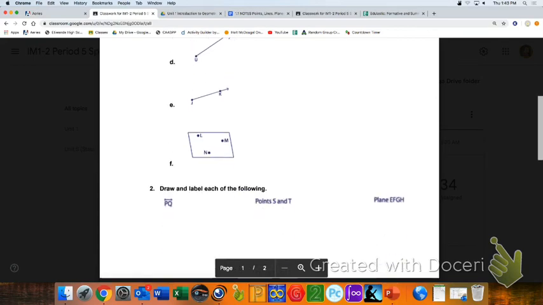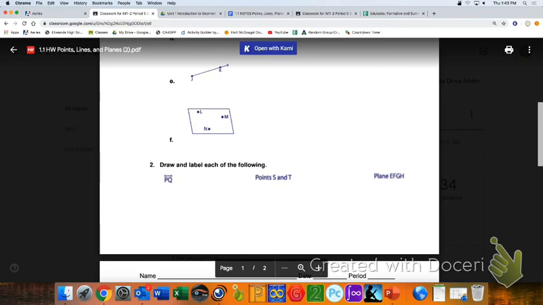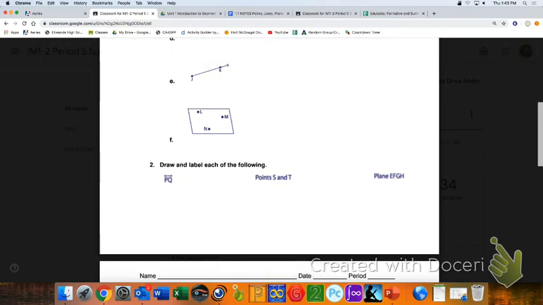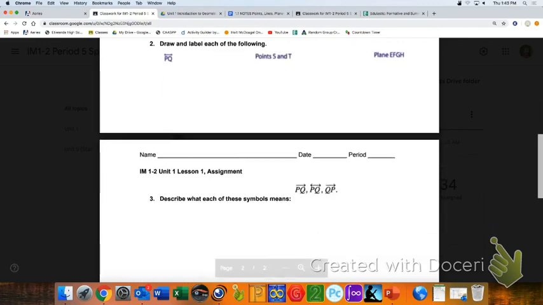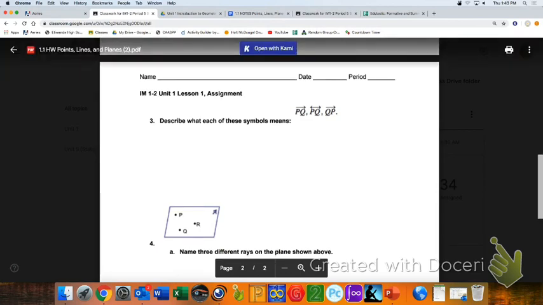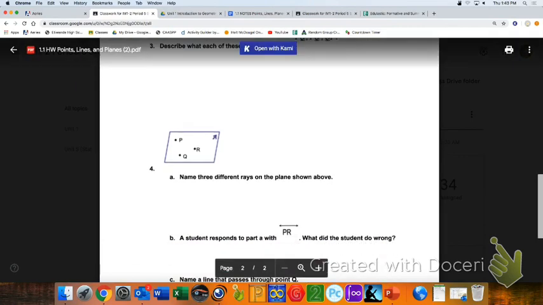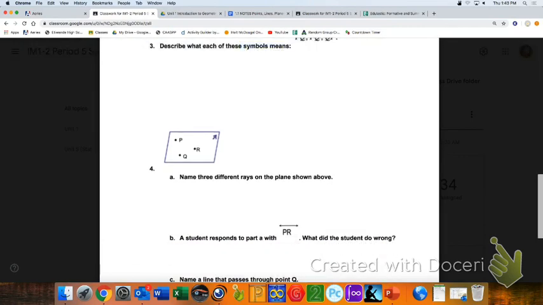Okay. These ones, it's asking you to draw and label. So draw line PQ. Draw points S and T. And draw plane EFGH. You can draw a plane, right? Like a parallelogram looks like. Then describe what each of these symbols means. See how they're all three different. And then name 3 different rays on the plane shown above.